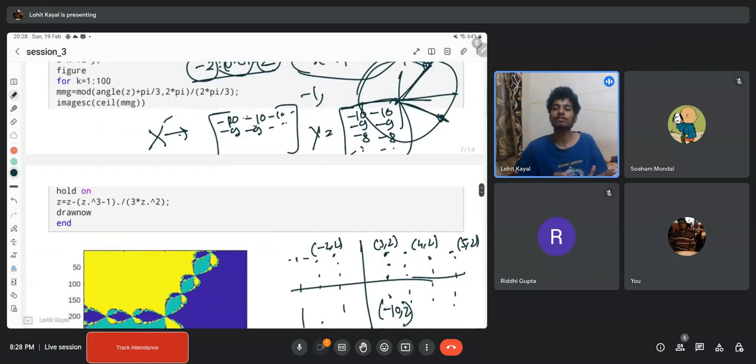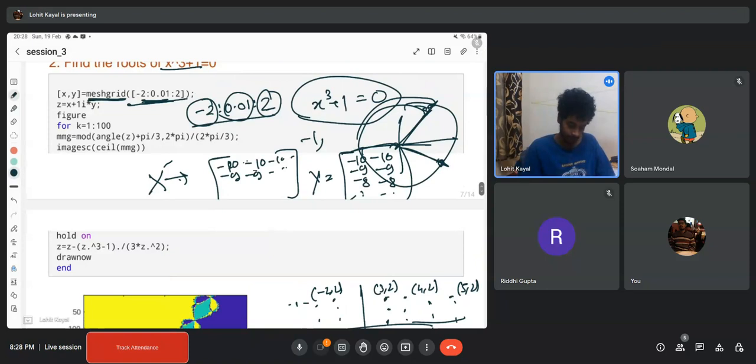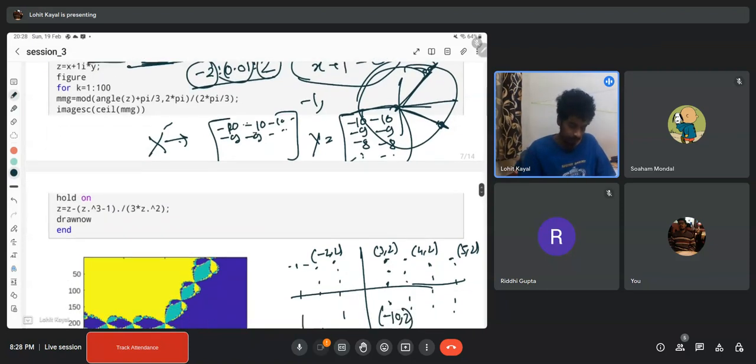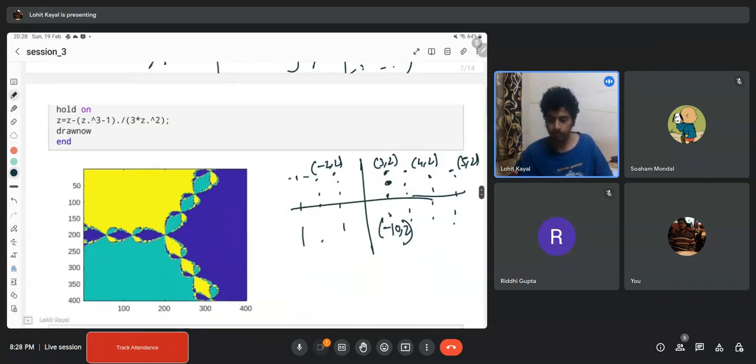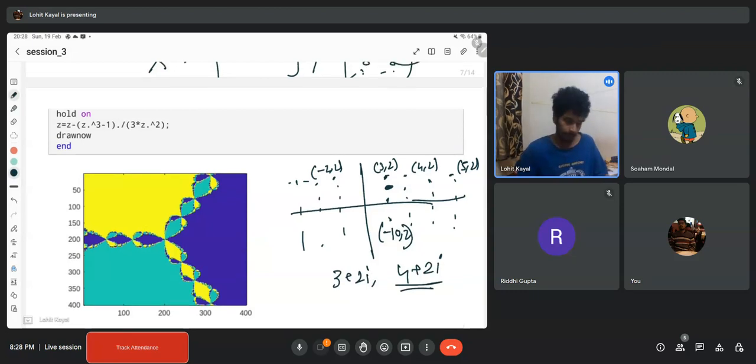It gives you two separate matrices. Why do I need meshgrid? I need it because I want the value at each point. I want to take an initial guess for all these points. So this is a complex plane. It will be 3 plus 2i, 4 plus 2i. I need the x and y values for all of these points. You can build it.